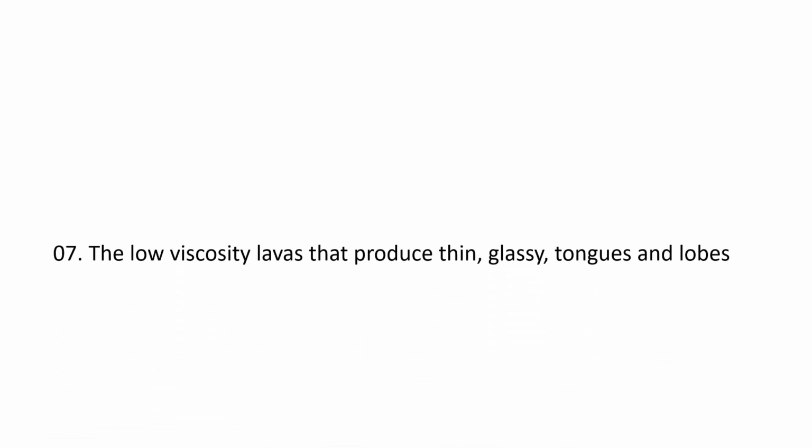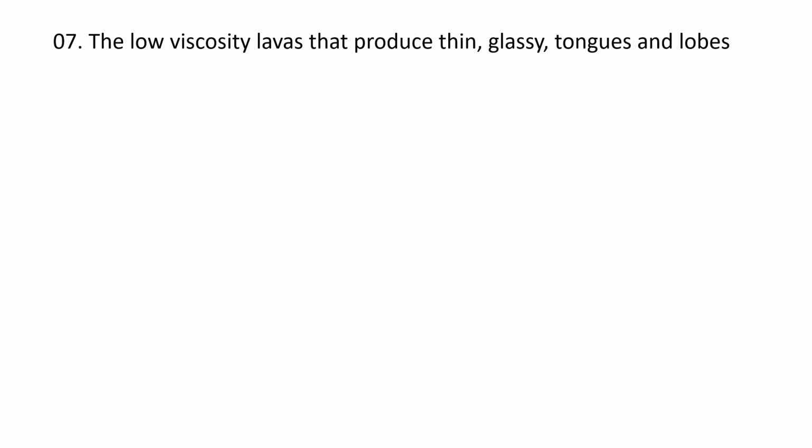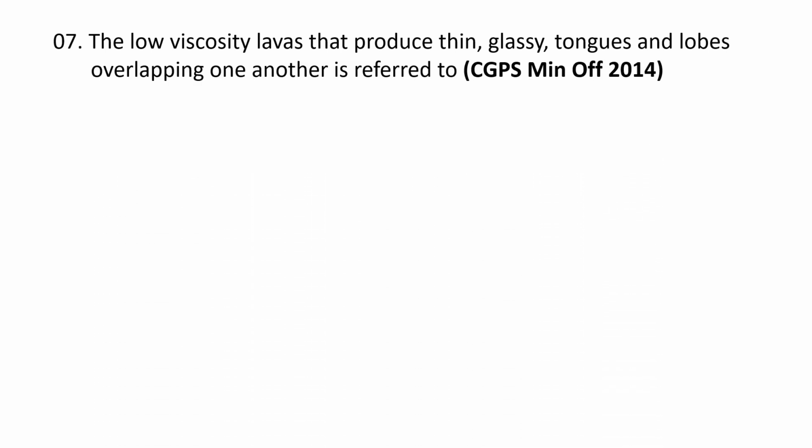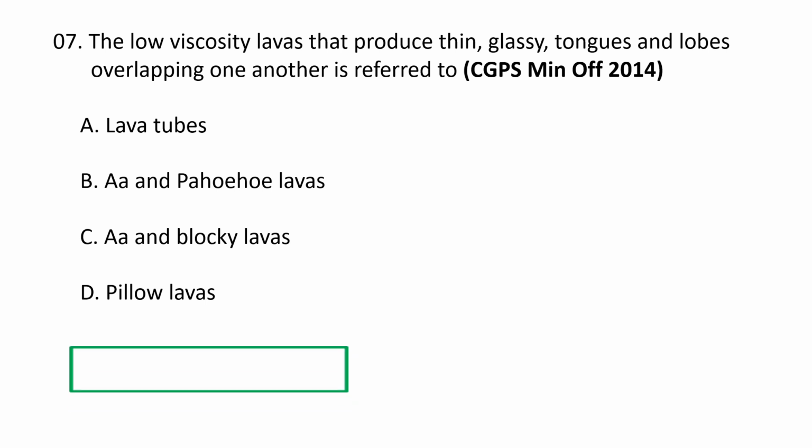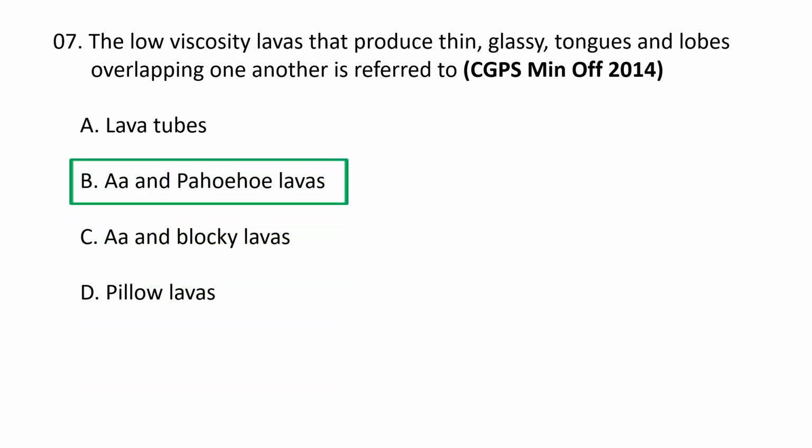Next question. The low viscosity lavas that produce thin, glassy tongues and lobes overlapping one another is referred to as A. Lava tubes, B. Aa and Pahoehoe lavas, C. Aa and blocky lavas, D. Pillow lavas. The low viscosity lavas that produce thin, glassy tongues and lobes which overlap one another are referred to as Pahoehoe lava. While Aa lava is a type of lava with a rough clinkery surface, which contrasts with the smooth and ropey appearance of Pahoehoe. So B is the correct option.